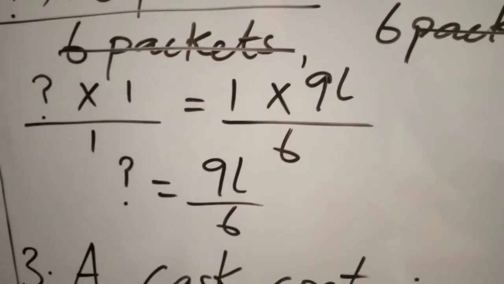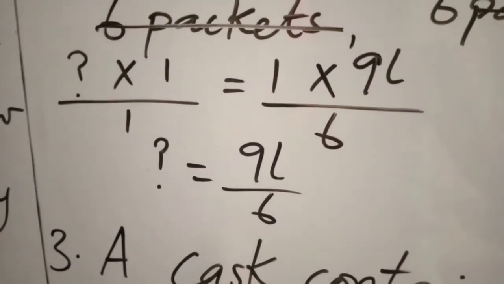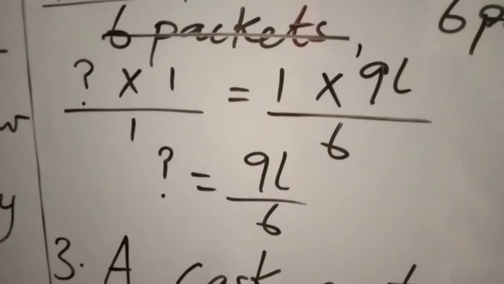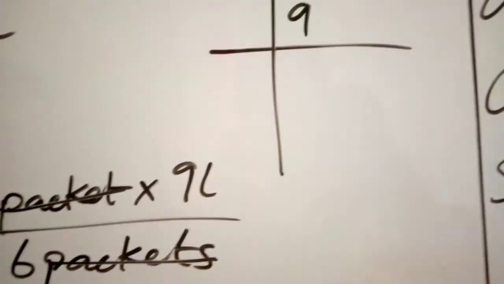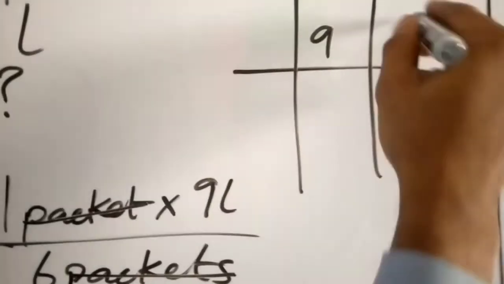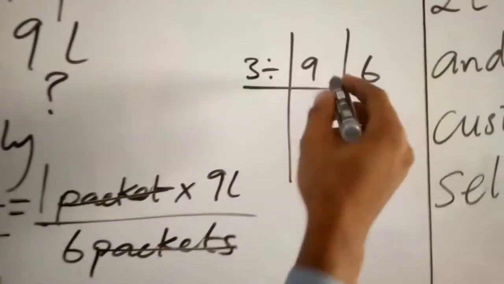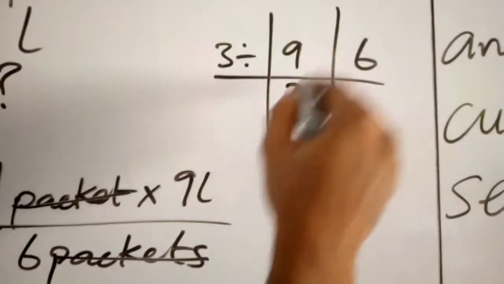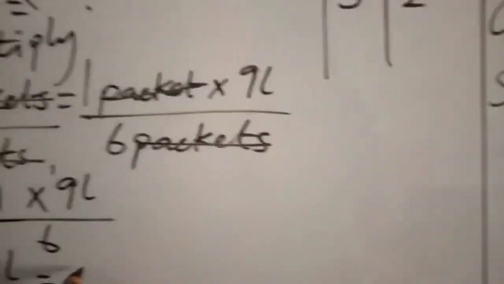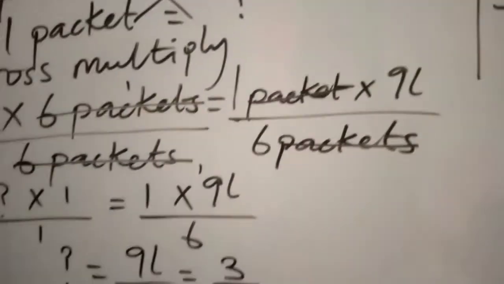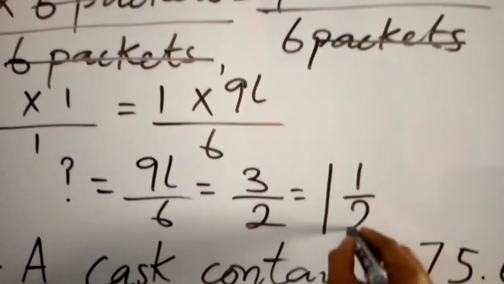Now we have this. Now remember what we said, we can use our HCF to know what is remaining. 9 and 6. What can divide both is 3. 3 into 9, 3. 3 into 6, 2. So we have 3 all over 2, which is the same thing as 1 whole number 1 all over 2.